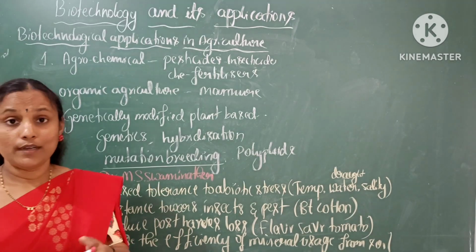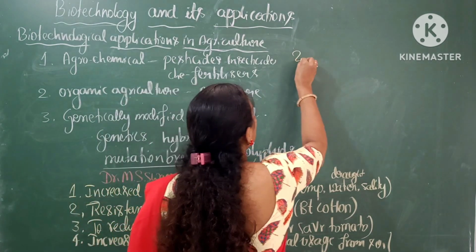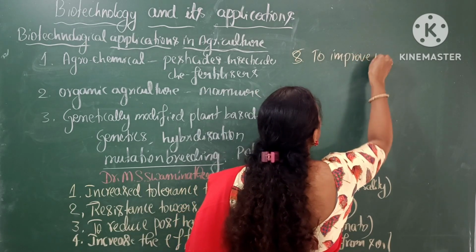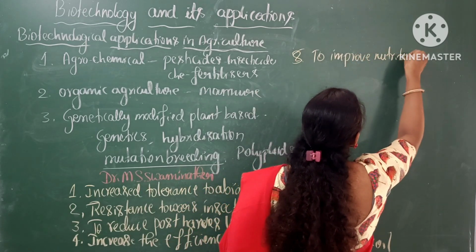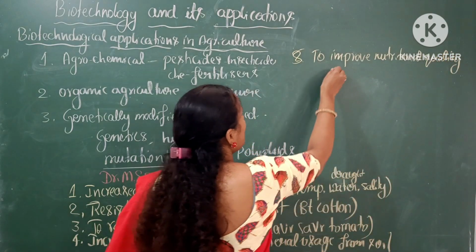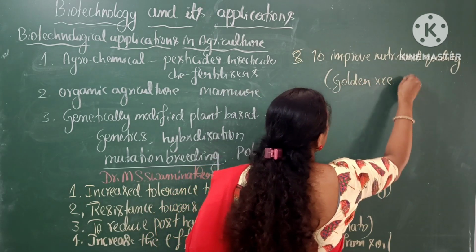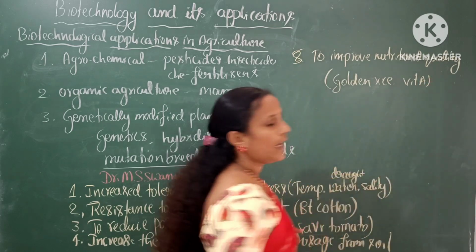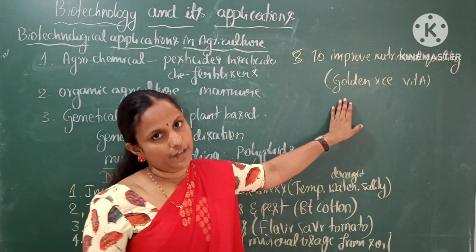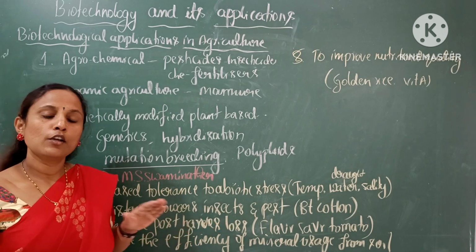One more advantage of genetically modified plants, the fifth one, is to improve the nutritional quality of crop plants. For example, golden rice. Golden rice is enriched with vitamin A so that it is efficient in treating vitamin A deficiency. So these are a few advantages of genetically modified crop plants.